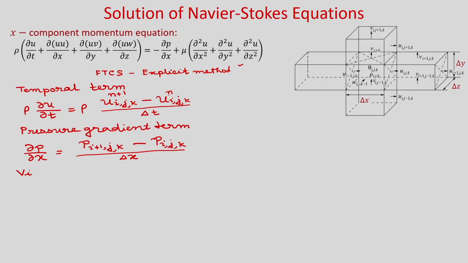Now, let us consider the viscous term on the right hand side. This is the viscous term. You can write this and denote it as delta du. When we write the discretized equation, we will use this notation.